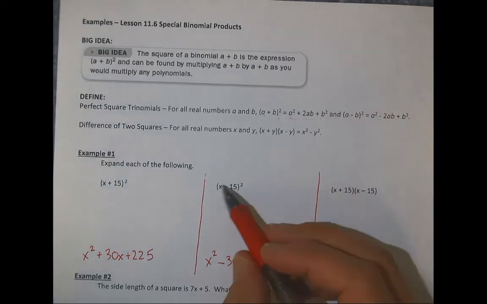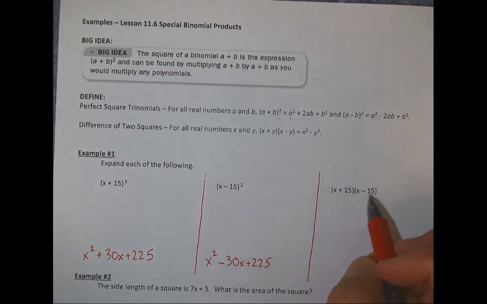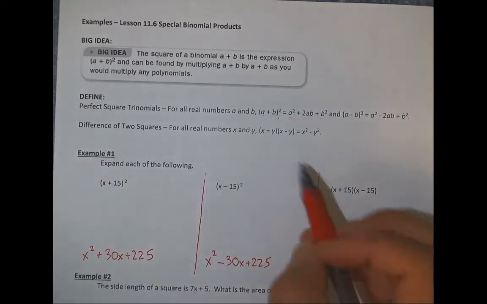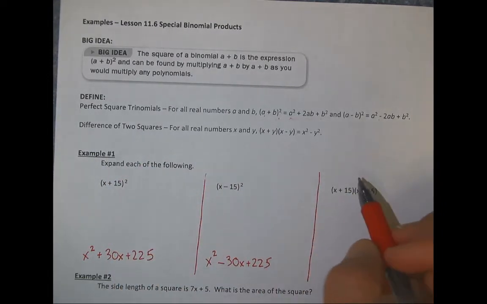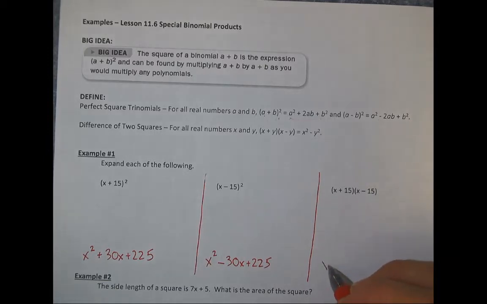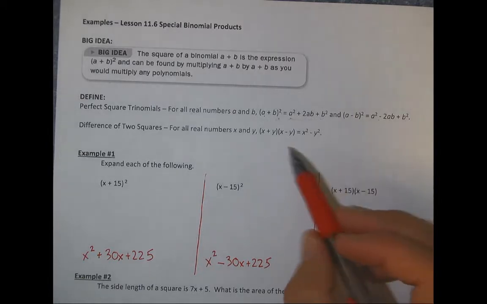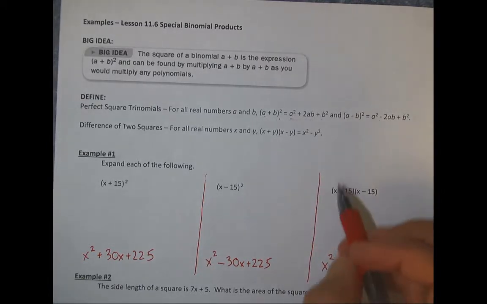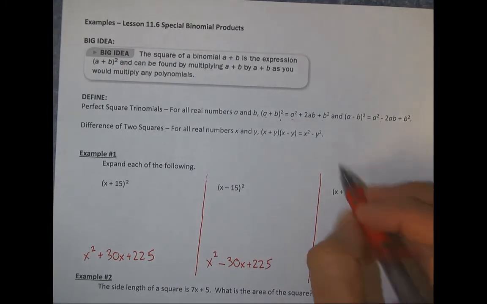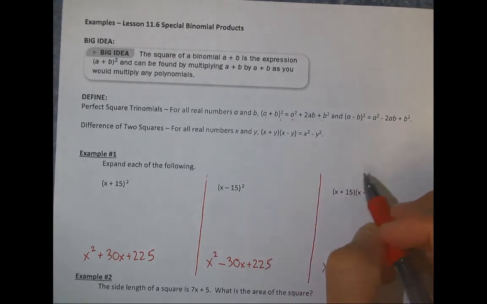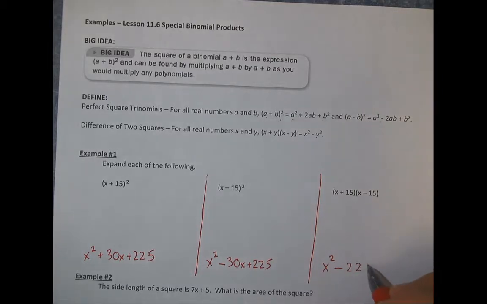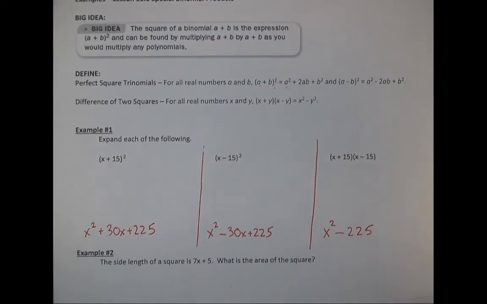And then this last kind is very similar, but it's x plus 15 times x minus 15. So the difference of two squares. When we get this, our final answer is just going to be whatever this is squared. So that's 1 squared, which is just 1. It's going to look like this. And then the next part of your term is going to be a minus whatever b is, so 15 squared, and that's 225.